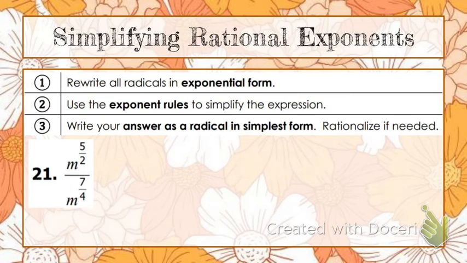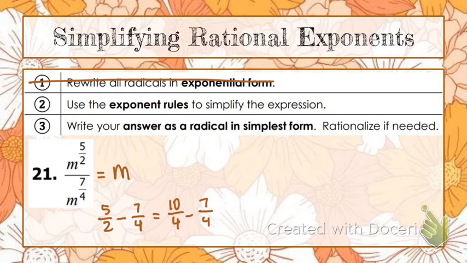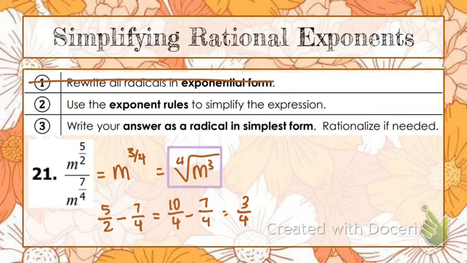All right, let's try another one. Write everything in exponential form. That's done for us. Use exponent rules to simplify. So when we divide with exponents, we subtract them. So we need to do 5/2 minus 7/4. So we need to convert the halves to fourths. So we're going to get 10/4 minus 7/4, which equals 3/4. So that's what's going to go here. So m to the 3/4 can be written as the 4th root of m cubed. And that's your answer for this one. That one was pretty simple.